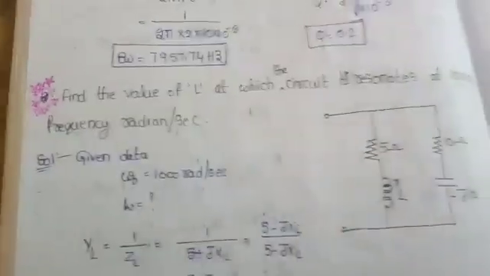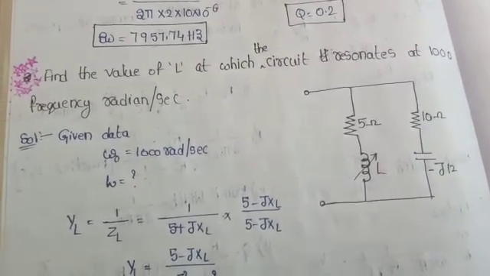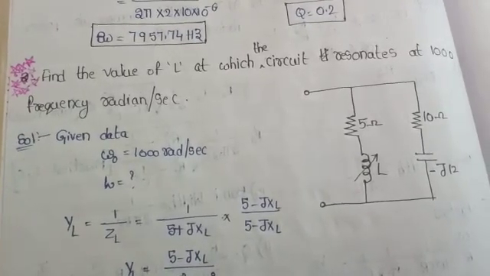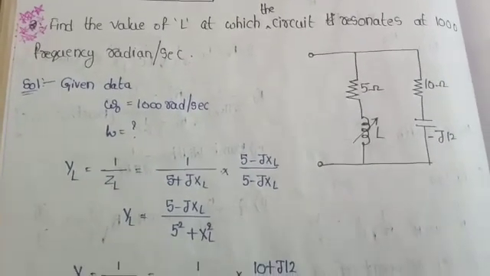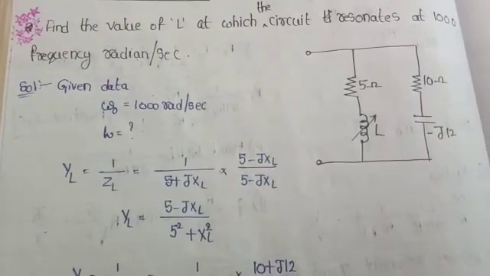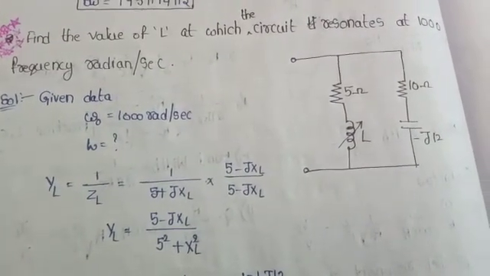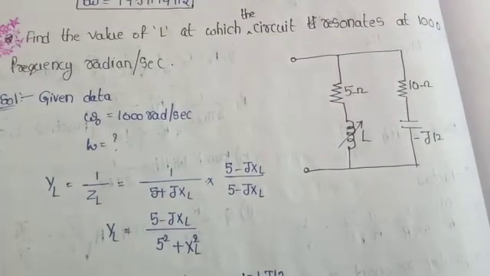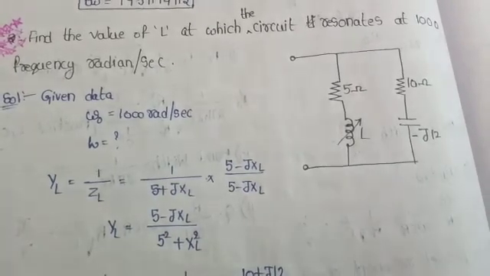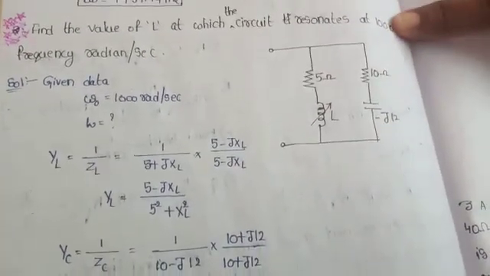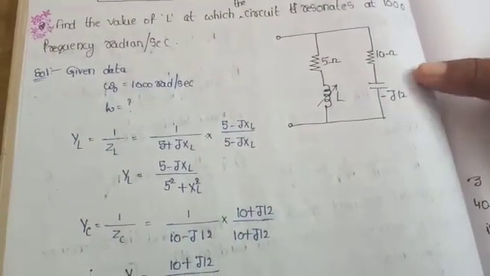And next, an important problem: what is the value of inductor L at which the circuit resonates at 1000 radians per second? They gave the omega naught value as 1000 radians per second. Generally some people identify resonate at 1000 as frequency f naught, but that is not f naught, that is omega naught. Omega has the unit of radians per second, but frequency is hertz or cycles per second. So the given factor is omega naught, 1000 radians per second, and the given circuit has a practical inductor and a practical capacitor.